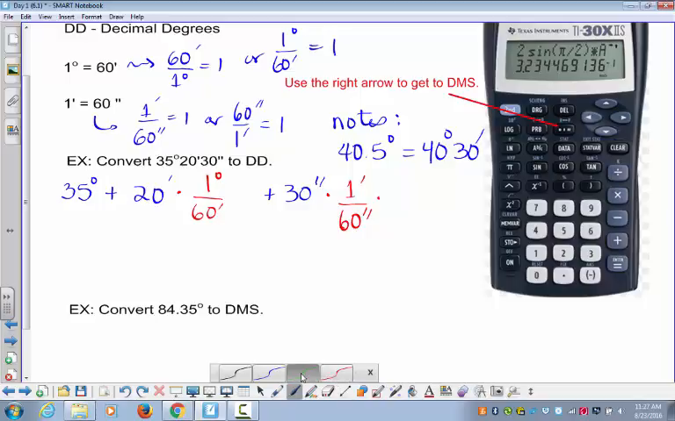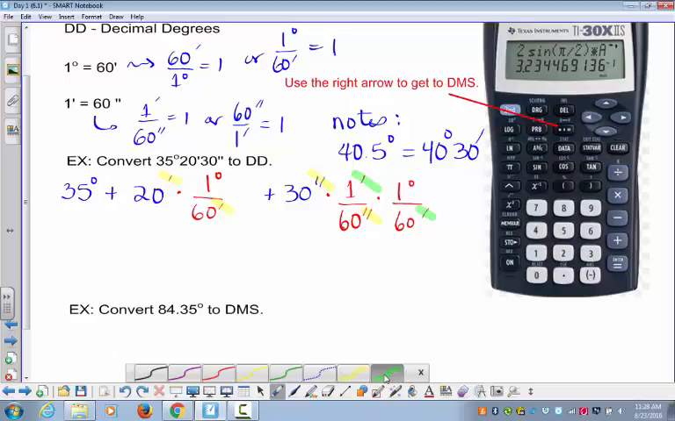Those are going to cancel. We aren't quite there yet. We still have to do one more multiplication: 1 degree over 60 minutes. Then the last units cancel, and we're left with degrees. All right, so that's going to be our decimal degree number.